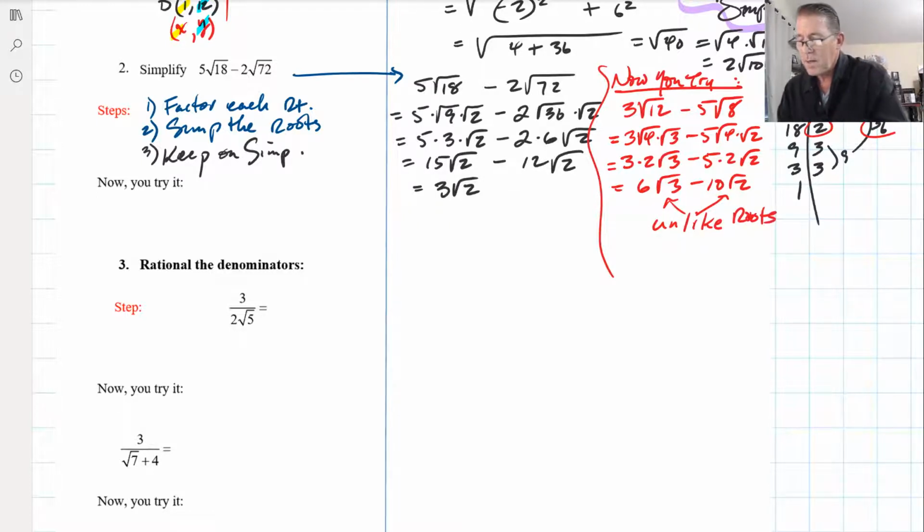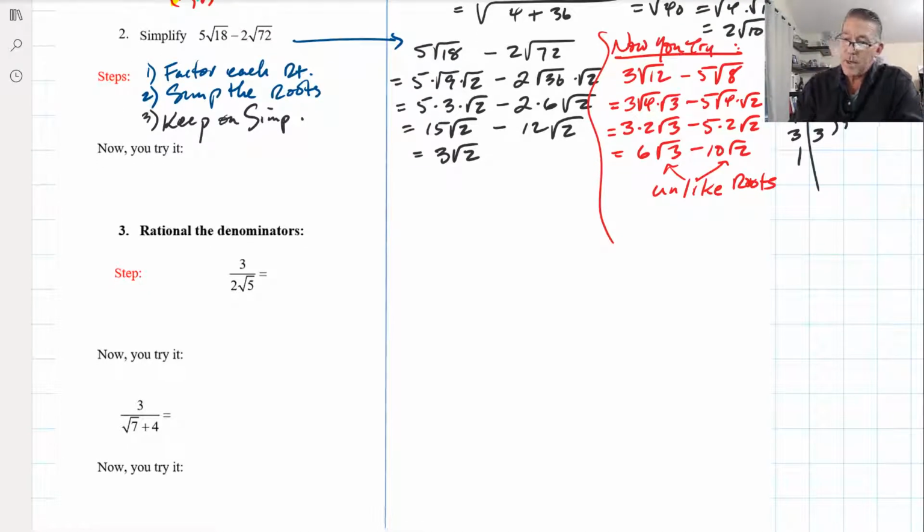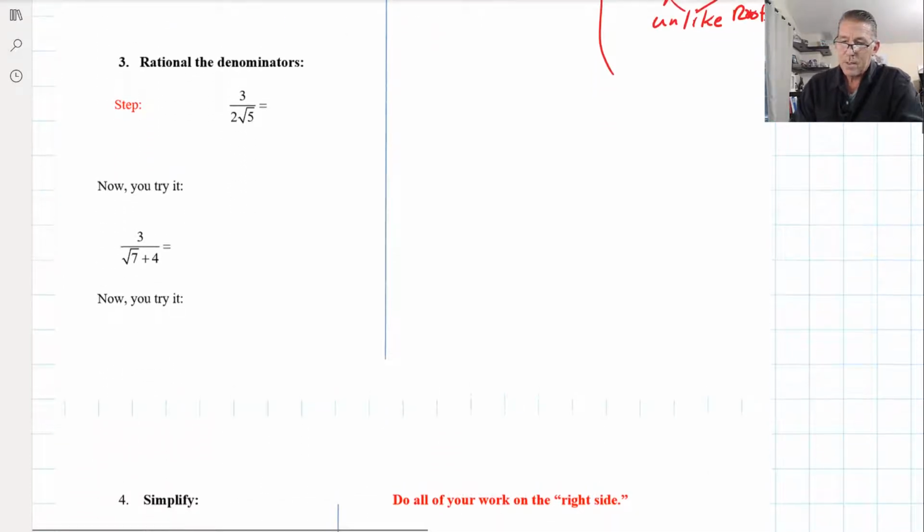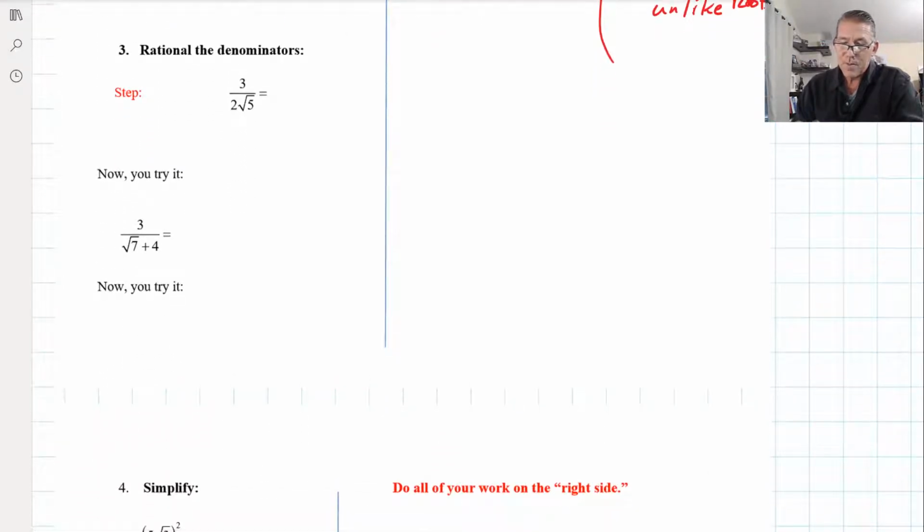Okay. All right, that's it. Let's keep on trucking, as they say. All right, number 3. We got 2 of them. Let's do the easy one first. Let's take it off to the side. Again, everything happens on the right side, right? Okay.